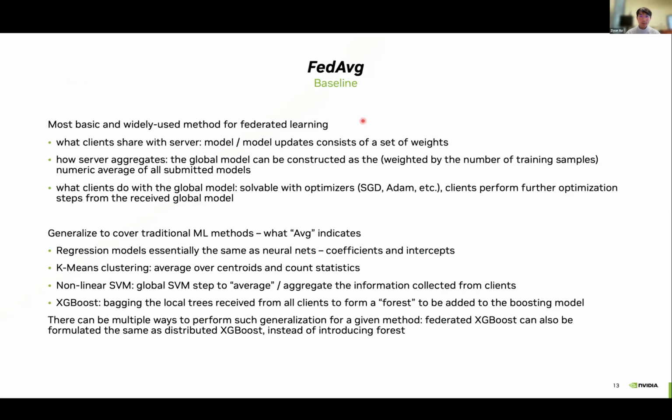And for the algorithms, I will quickly go through these parts. The very baseline will be Fed averaging. For deep learning applications, this is something very easy to understand, because what is being shared is just a set of weights. You can consider them as a dictionary. How the server aggregates will be just the weighted average of different weight submissions. And what clients do with the global model is also simple, because it's just starting from the global model to continue with the local optimizations.